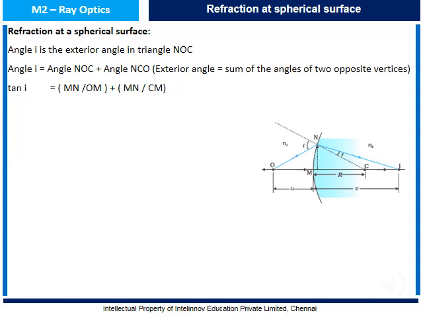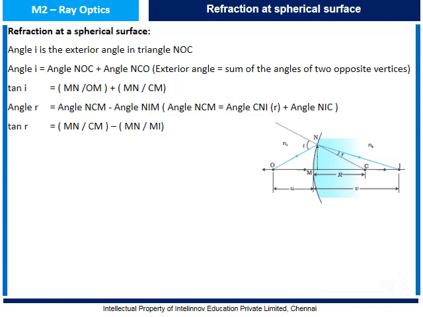Similarly, angle R equals angle NCM minus angle NIM. How did we get angle R equals angle NCM minus angle NIM? Because angle NCM is the exterior angle here for the triangle NCI. Now angle NCM is equal to angle R plus angle NIM. Thus angle R can be written as angle NCM minus angle NIM. Now taking tan for all these angles, we get tan R equals MN by CM minus MN by MI.